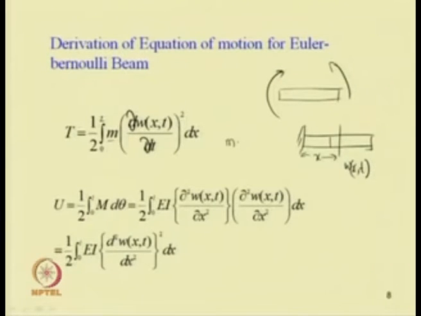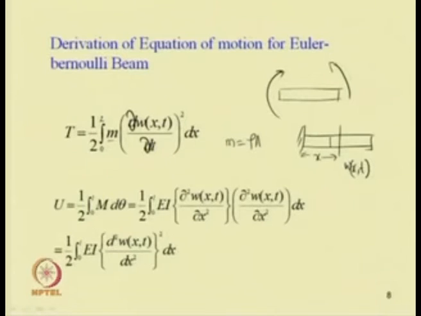The mass per unit length m can be equal to the density of the system into A. Density into A will give the mass per unit length. So, mass per unit length into dx is the mass of the element, then its velocity is del w by del t. So, the kinetic energy equals half integration 0 to L m del w by del t whole square into dx, and one can find the potential energy similar to the previous case.